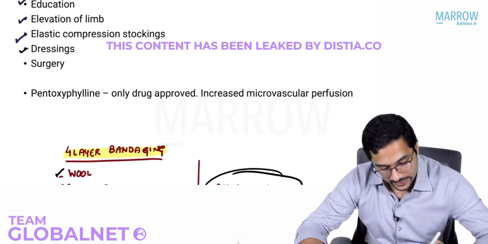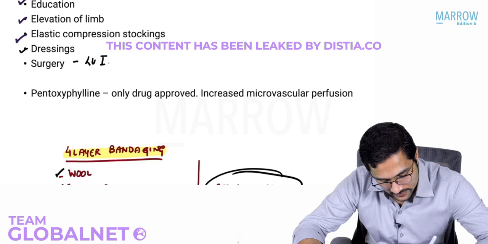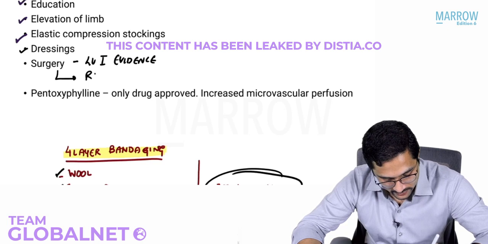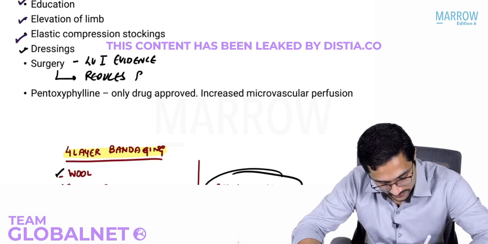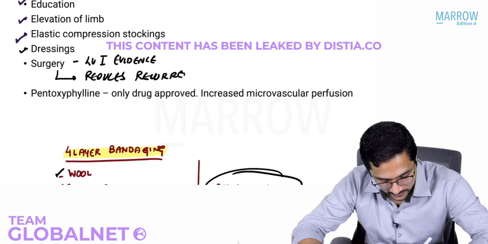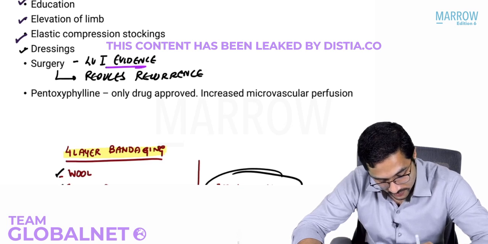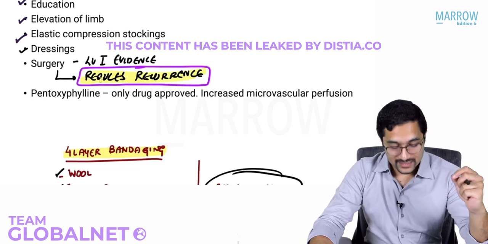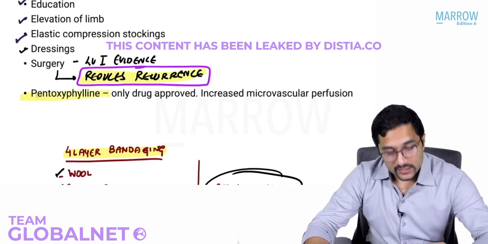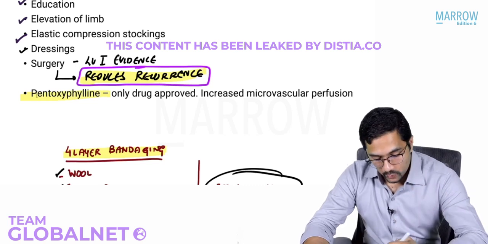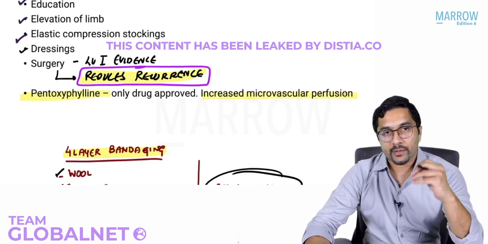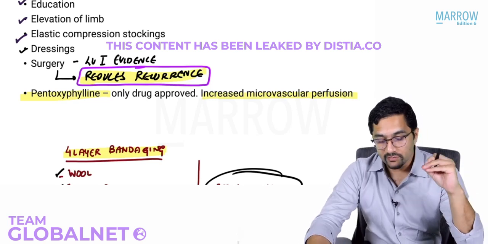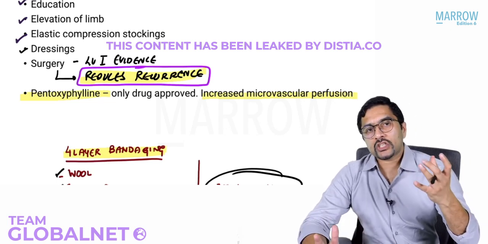Dressings have to be done, and there is level 1 evidence that surgery reduces the recurrence of these venous ulcers. So we have to carry out surgery for varicose veins to reduce the recurrence of venous ulcers. You should know pentoxifylline is the only drug which has been approved. It increases the microvascular perfusion, and this is the only drug approved to be used in patients with venous ulcers. So this is how we manage venous ulcers.